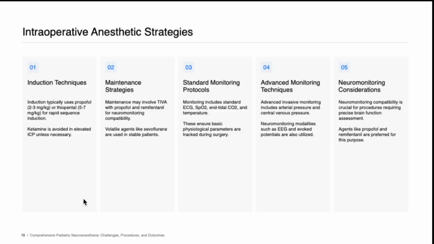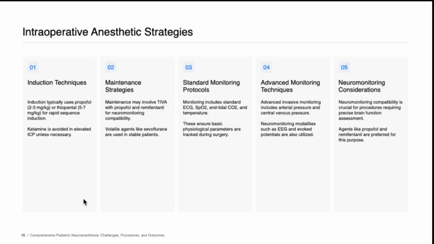I would do standard ASA monitoring plus invasive monitoring as dictated by the surgery. Definitely any major intracranial procedure, you need a minimum of 2 peripheral IV lines, a central line, and an arterial line. Then advanced monitoring, as we've spoken about, may be motor evoked potentials, sensory evoked potentials. You may do depth of anesthesia monitoring using entropy or BIS if appropriate. You may also do cerebral oxygen monitoring with the use of near-infrared spectroscopy.